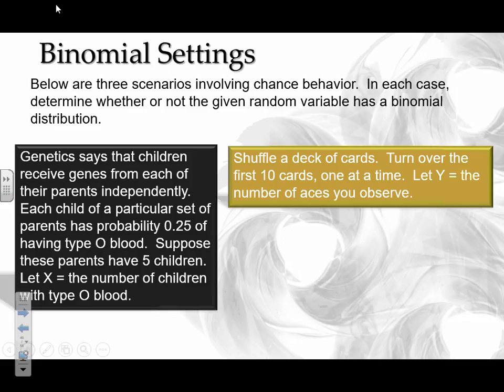So I could actually use that as either of the 2 conditions, where I can say they're not independent, or I can say that the probability of success doesn't stay the same throughout. Every time I flip a new card, I'm changing the probability of getting an ace. Does that make sense? So either one of those would be satisfactory for just saying this is not a binomial setting because those conditions fail. Okay?